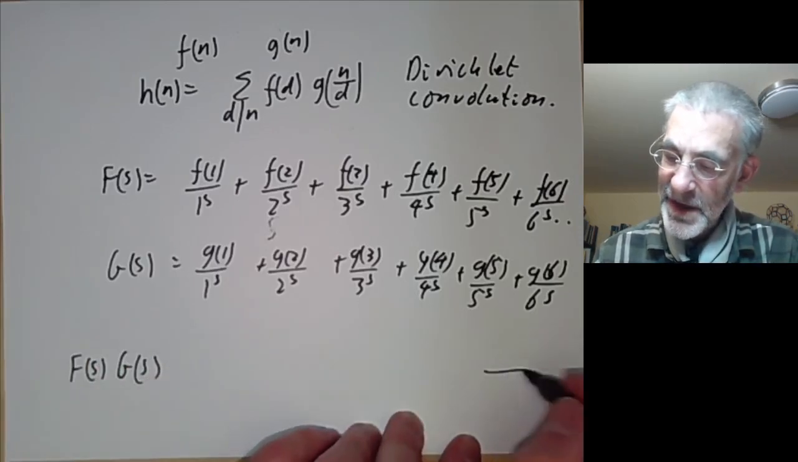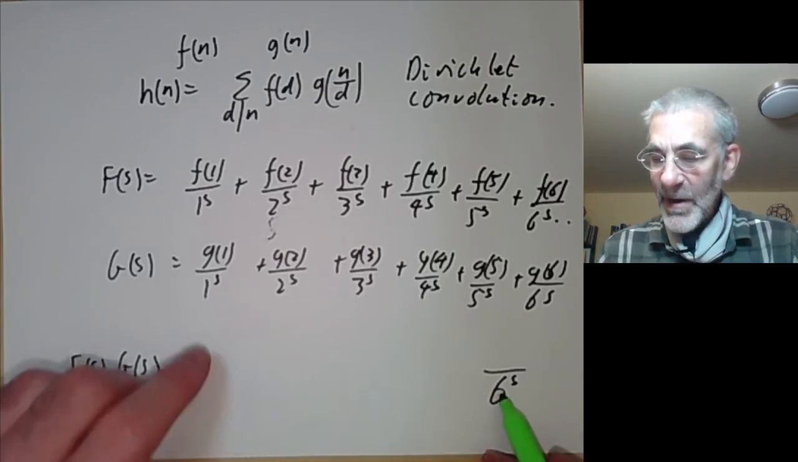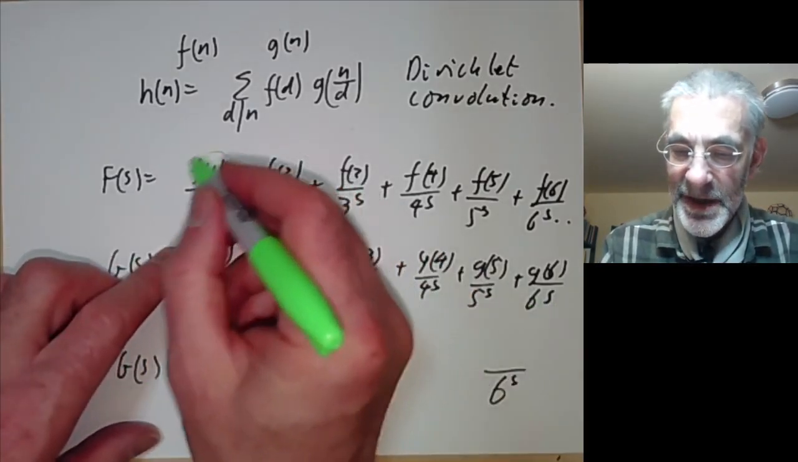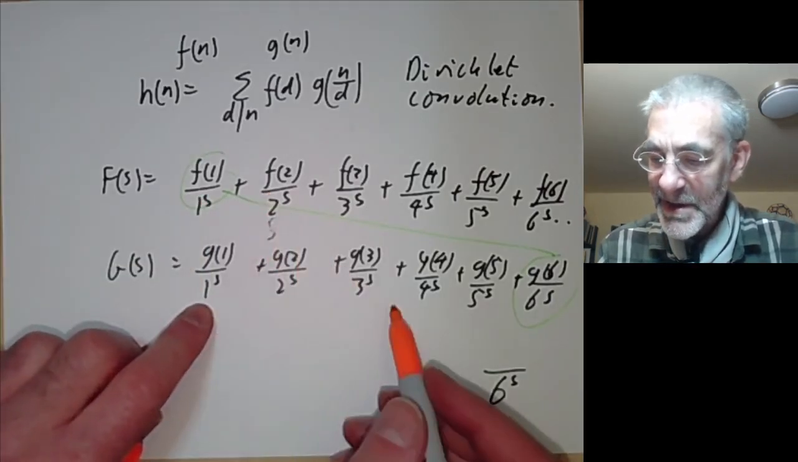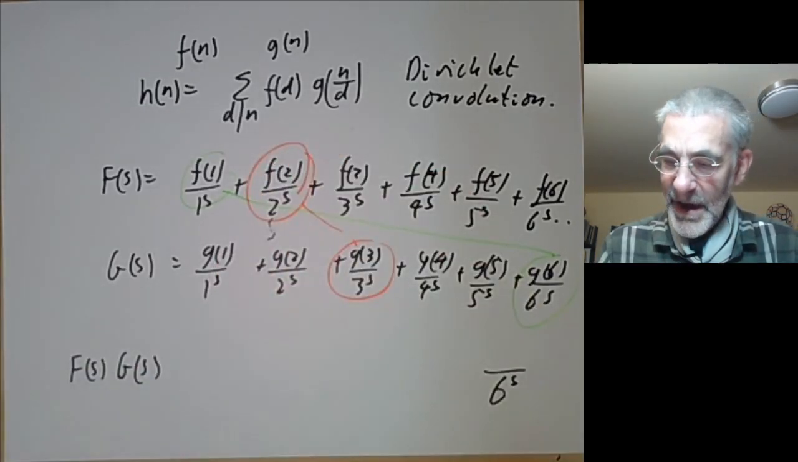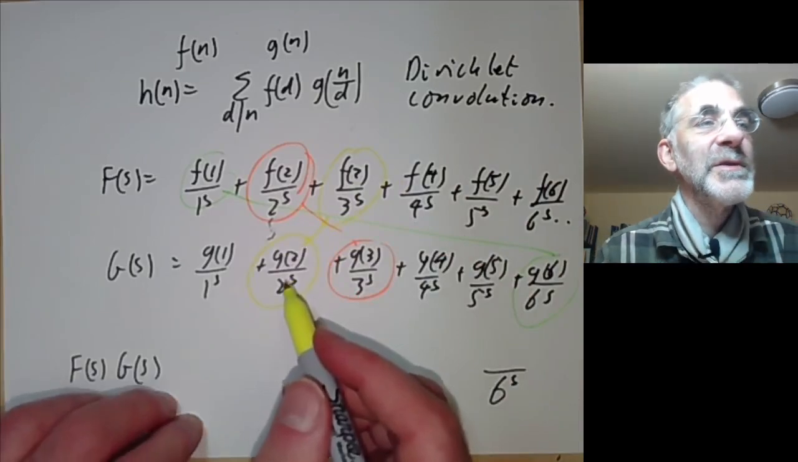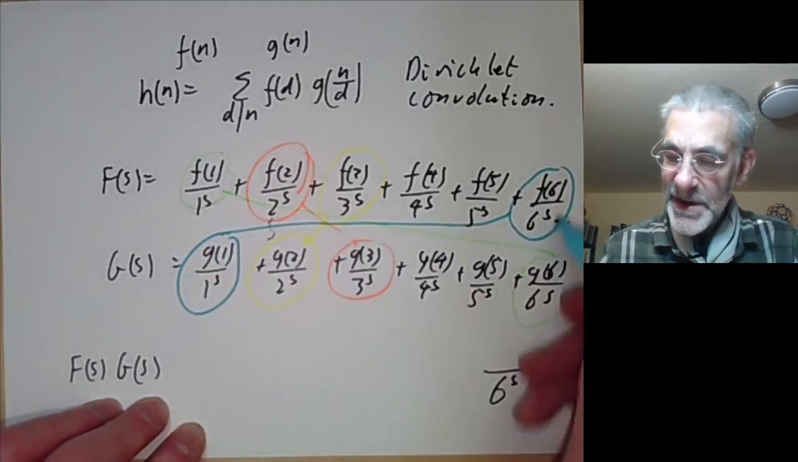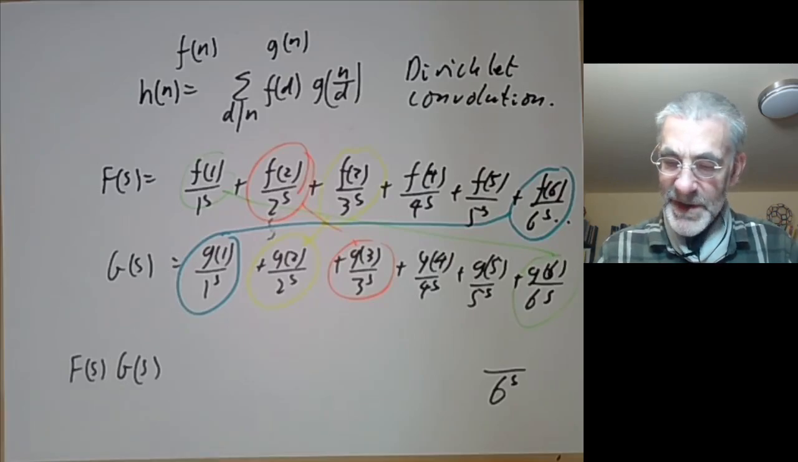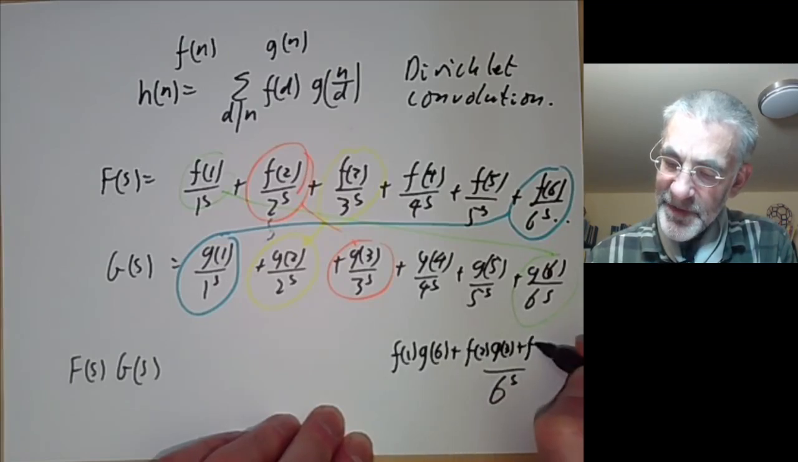And let's work out the coefficient of, say, 1 over 6 to the s. So what's the coefficient going to be here? Well, how can we get 6 to the s? Well, we can get it as 1 to the s times 6 to the s, so we get the product of these two terms. And then we can get 2 to the s times 3 to the s, so we get these two terms. And then we get 3 to the s times 2 to the s, and then 6 to the s times 1 to the s. So the coefficient of 1 over 6 to the s is going to be f of 1 g of 6 plus f of 2 g of 3 plus f of 3 g of 2 plus f of 6 g of 1.